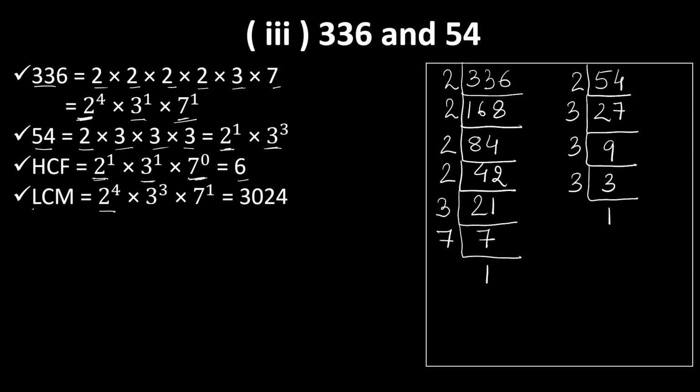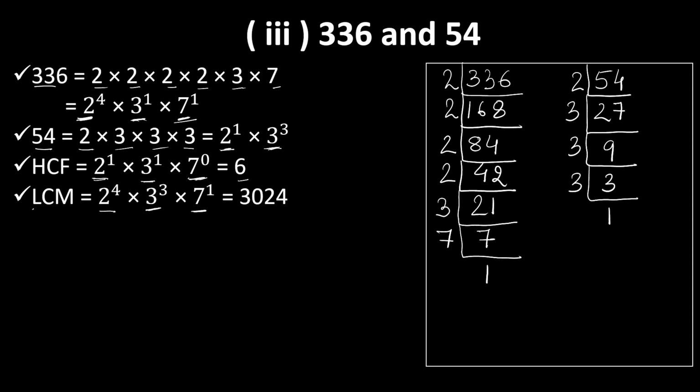The exponent we will be writing it as 4. Now for 3, what about for 3? Here it is occurring once, 3 raised to 1, whereas here it is occurring thrice. So we will be writing 3 raised to 3 over here. Now for 7, it is occurring once here in 336 and not at all in 54. So therefore we will be writing 7 raised to 1.